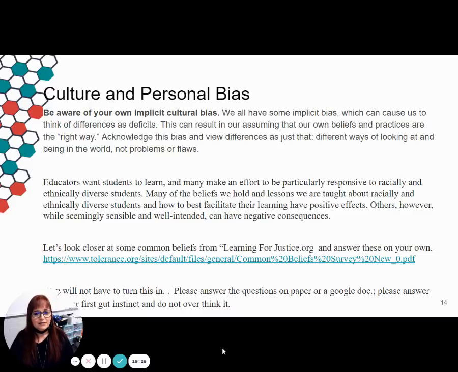However, sometimes, not intentionally, we may make a decision and it might be well intended and sensible, but it could end up having negative consequences for our students. So we want to be sure that we look at common beliefs and address why sometimes those beliefs may not be the most positive in our students' lives.